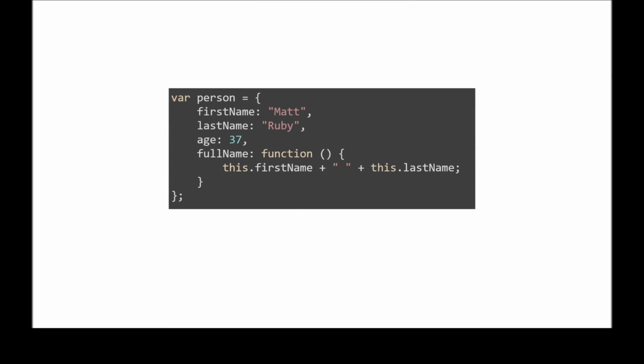So this person object represents some state. This particular person object represents me. I think my age is 37. It might be 38. I can't remember. But my first name's Matt. My last name is Ruby. Age is around 37, and my full name is a combination of my first name, a space, and my last name. So in most applications, you've got to keep track of your state, right?